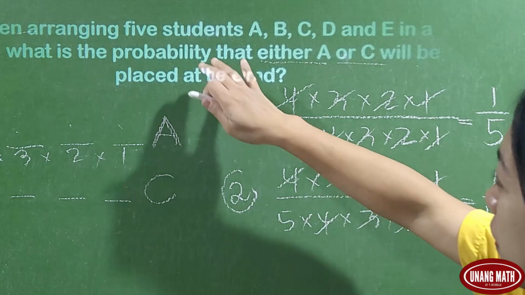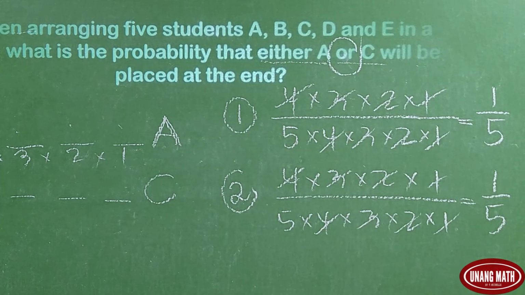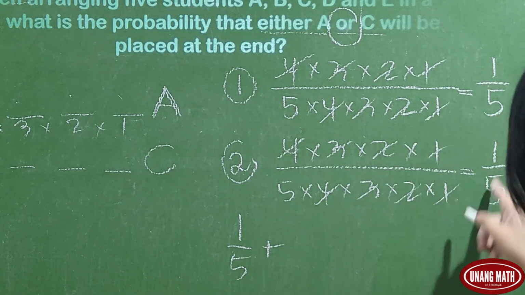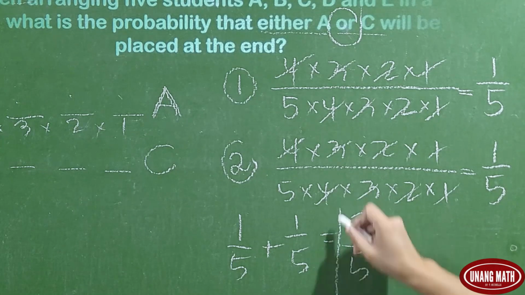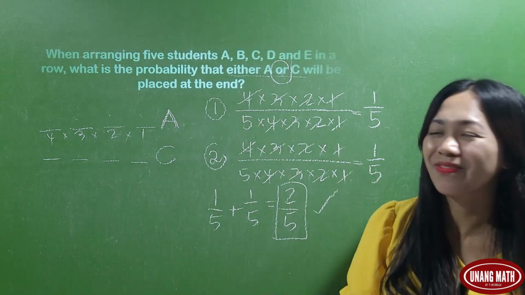We are looking for the probability that either A or C will be placed at the end. So 1 over 5 plus 1 over 5, and this is now equal to 2 over 5. So this is our probability in this question.